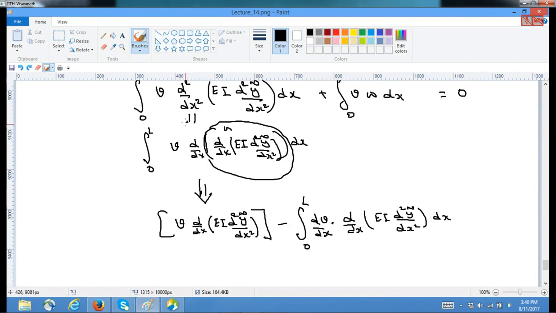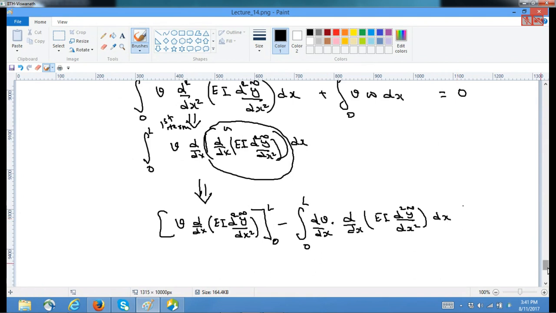This is the first term. I rewrite it in this form, which I call u, and if I call the other part v, du by dx will become vu evaluated from 0 to L, and then dv by dx into u dx.